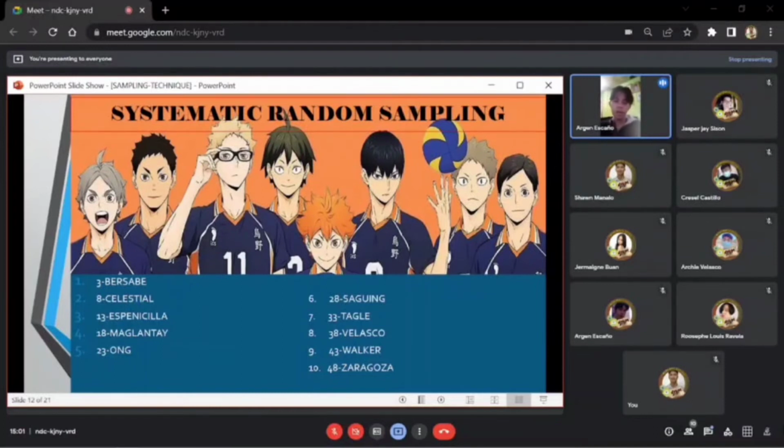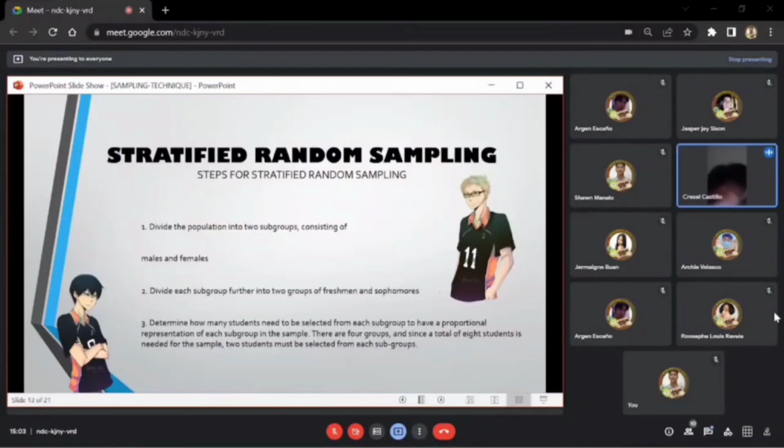Espinosilia, number 13, Maglantay, number 18, Ong, 23, Saging, 28, Tagle, 33, Velasco, 38, Walker, 43, Zaragoza, 48.